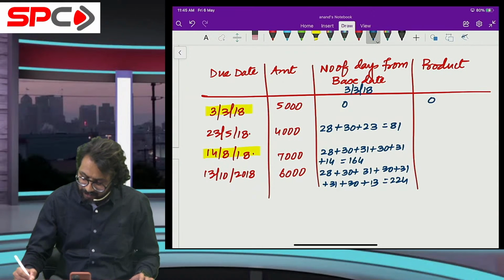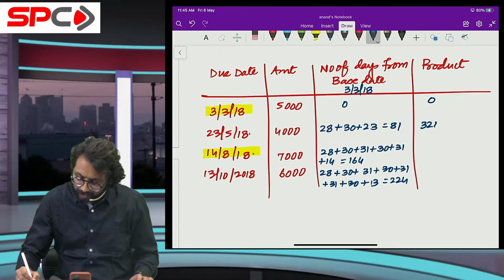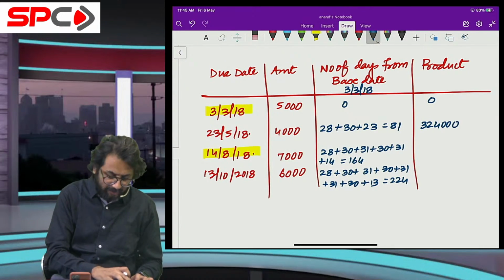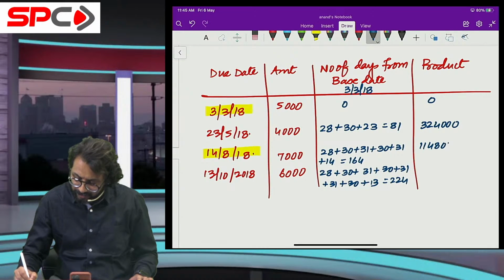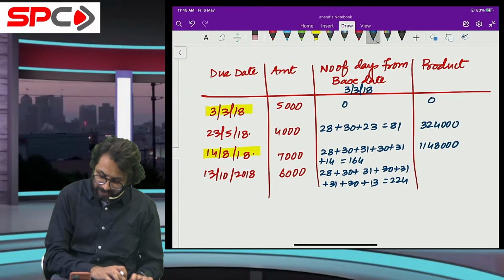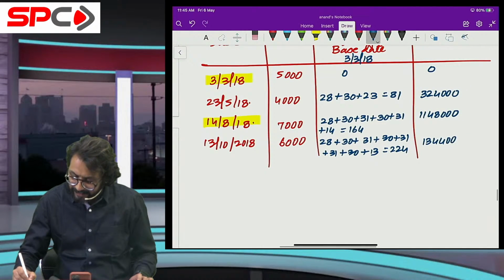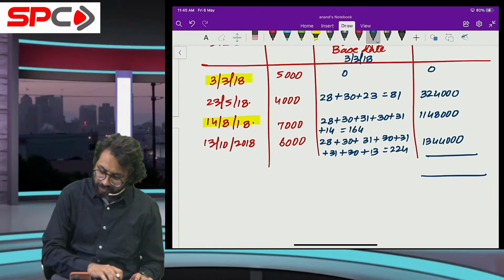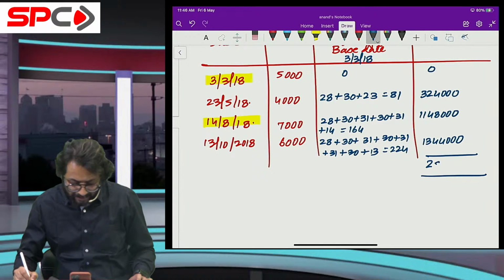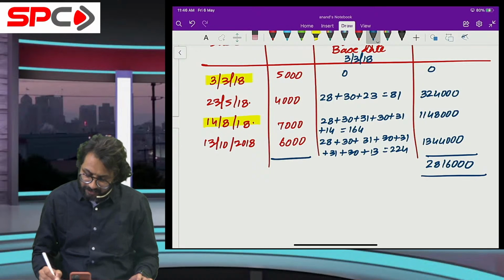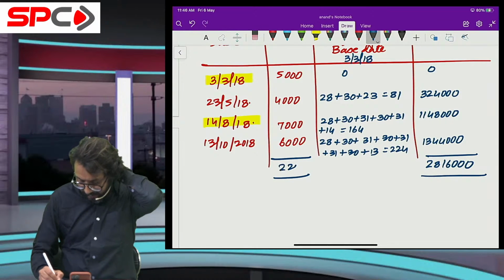Simply multiply it, I'll get 0. 4,000 into 81, 3,24,000. And then 7,000 into 164, I'll say 11,48,000. And then 6,000 into 224, 13,44,000. Say yes. Please take the total. So it will become 11,48,000 plus 3,24,000 plus 13,44,000. It turns out to 28,16,000. Dear student, the amounts 5, 4, 7, 6 add up to 22, so 22,000. Agreed?